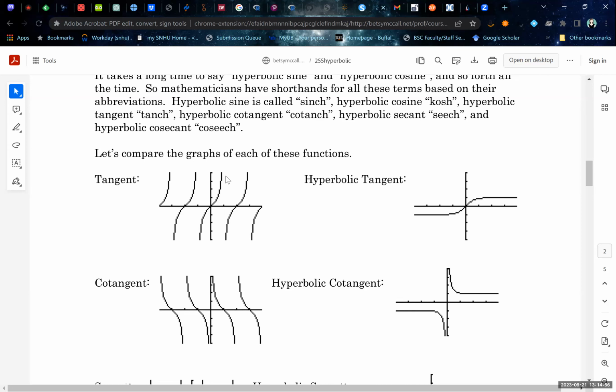Regular tangent, circular tangent, again, periodic behavior. Hyperbolic tangent, not periodic behavior, but you can see they both have odd symmetry and they both go through the origin. So hyperbolic tangent of 0 is 0. Cotangent, undefined at 0 in both cases.